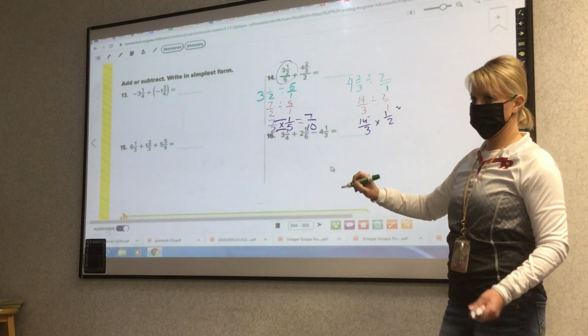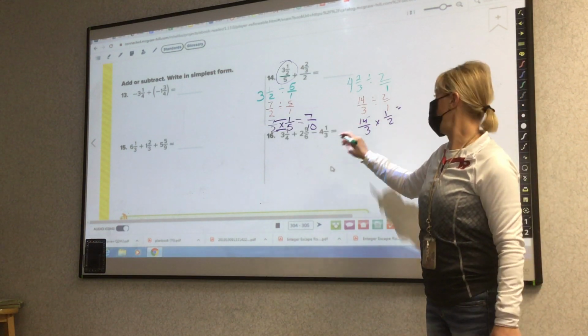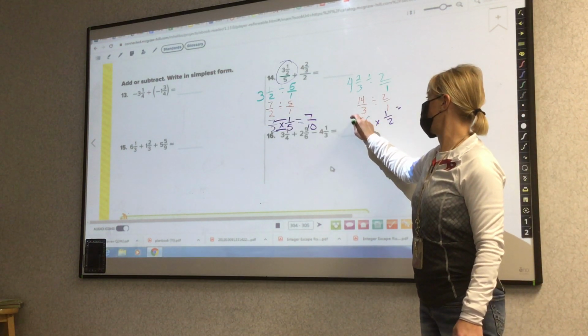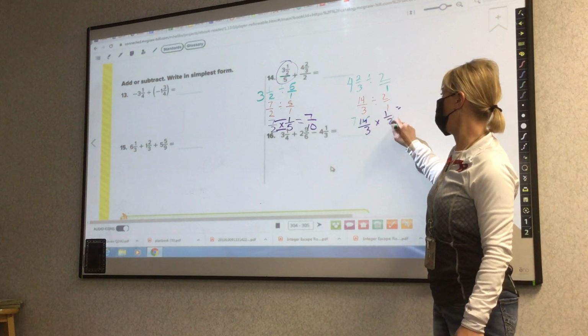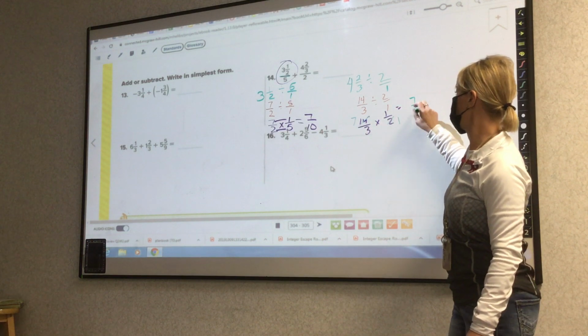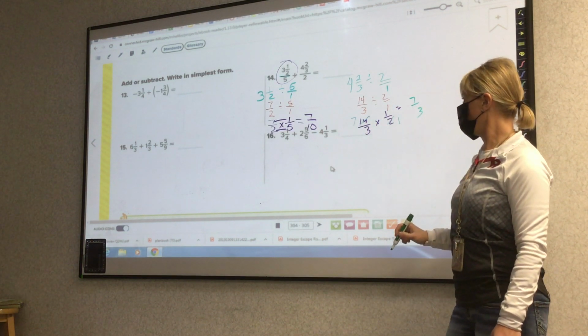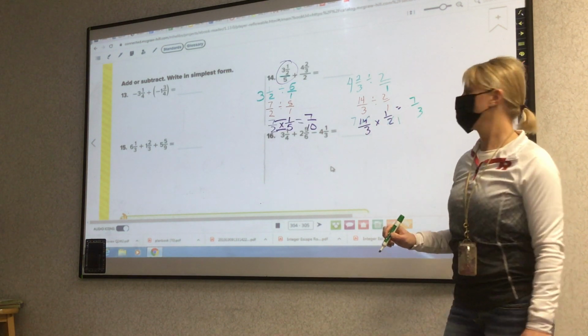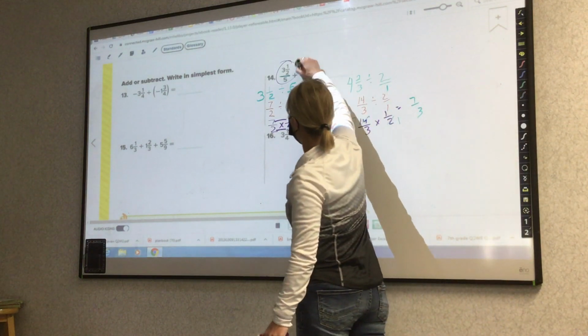So then 14 times 1, I don't want to do that yet. What do I want to do first? You wanna reduce. Reduce by 2. Cross reduce: 14 becomes a 7, 2 becomes a 1. So then 7 times 1 is 7, 3 times 1 is 3. You guys with me on this? Okay? So that's what this is.